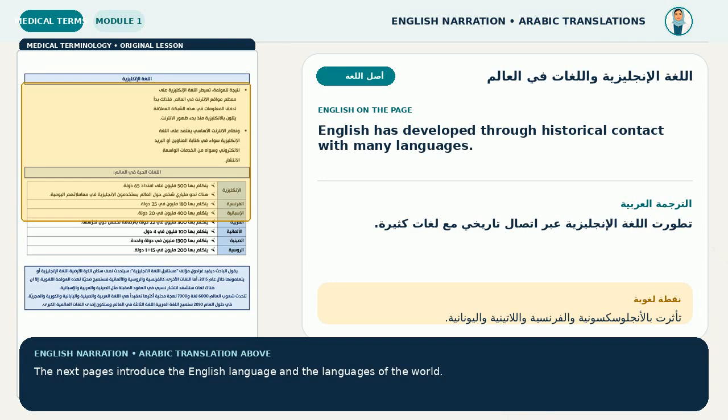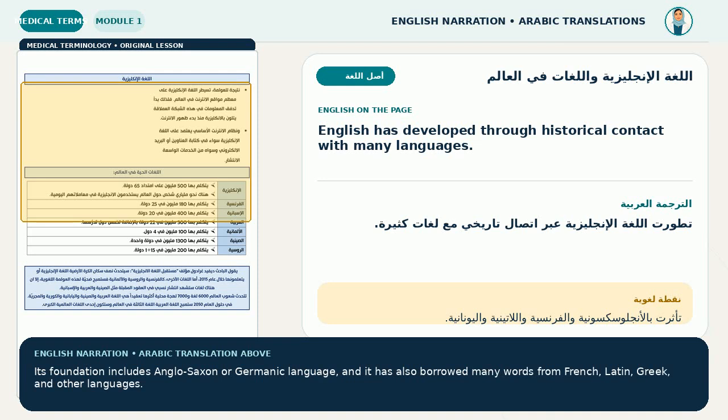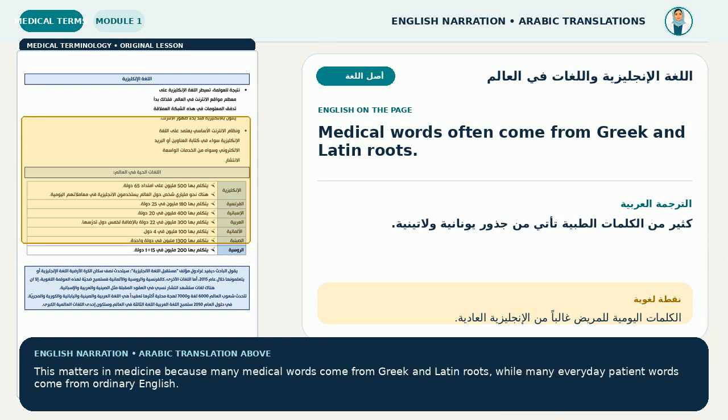The next pages introduce the English language and the languages of the world. English has developed through long historical contact between different peoples and languages. Its foundation includes Anglo-Saxon or Germanic language, and it has also borrowed many words from French, Latin, Greek, and other languages. This matters in medicine because many medical words come from Greek and Latin roots, while many everyday patient words come from ordinary English.